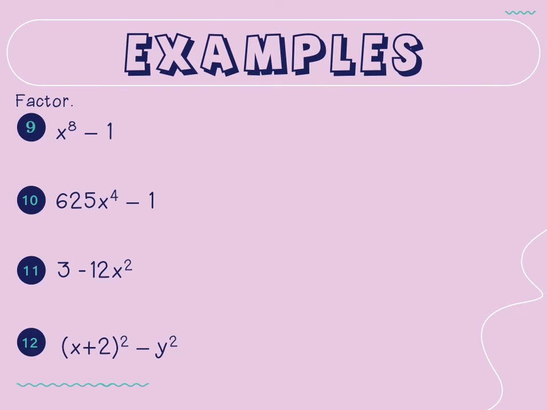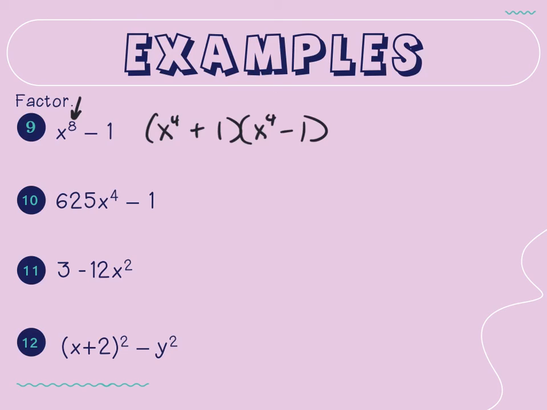All right, some more examples. So the exponents are just getting a little bit higher. The numbers are just getting a little bit bigger. So x to the 8th minus 1. These are both perfect squares. If the exponent on the variable is even, it's a perfect square. So when I square root x to the 8, it's x to the 4th and x to the 4th. Square root of 1 is 1 and 1. 1 gets a plus and 1 gets a minus.